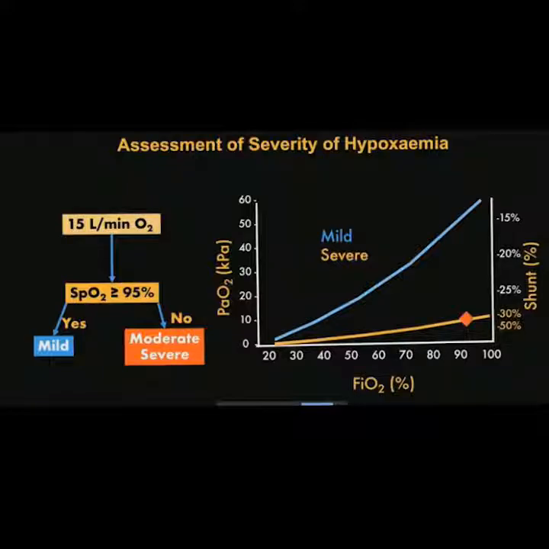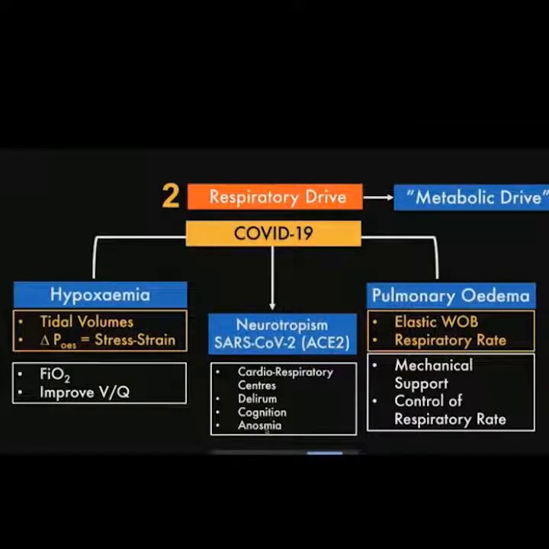And then the next thing you need to look at is you have to ask yourself, what is the respiratory drive? In what fashion does that exist? So patients could have respiratory drive in the form of metabolic drive if they're septic and having a lot of metabolic drive as a result of that. Or patients who have COVID-19 could be hypoxemic essentially from a lot of stress and strain caused by inflammation. They could have a lot of pulmonary edema. Elastic work of breathing could be elevated. The respiratory rate could also be elevated.